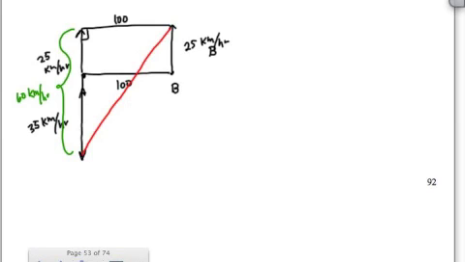Okay, so for my right triangle, I'm going to call this X. No, let's call it Y. I usually try to stick with the vertical ones as Y and the horizontal as X, and then Z. Okay, so I have X squared plus Y squared equals Z squared.